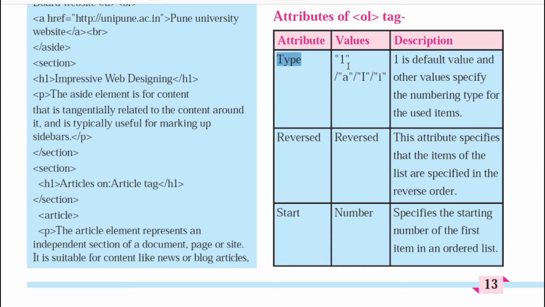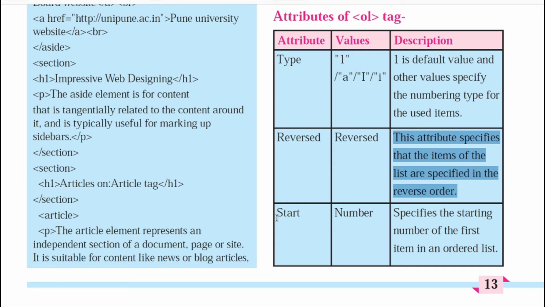The value is 1, which means a default value, and other values specify the numbering type for the list items, that is, it will begin with number 1. Similarly, if we use the attribute reversed, the name itself suggests this attribute specifies that the items of the list are in reversed order, that is 3 2 1, and so on.